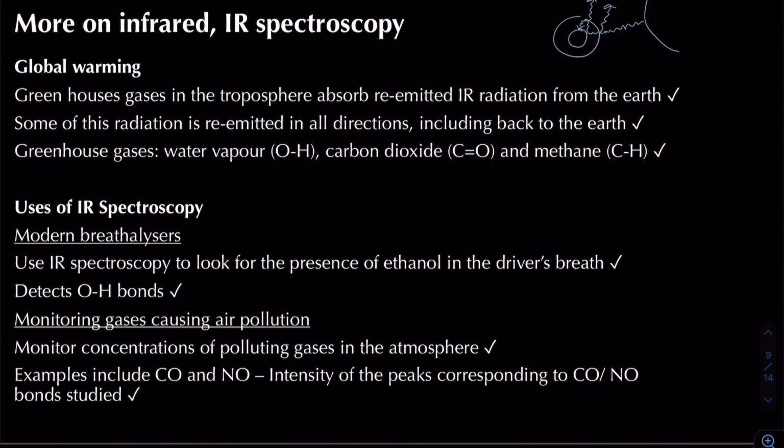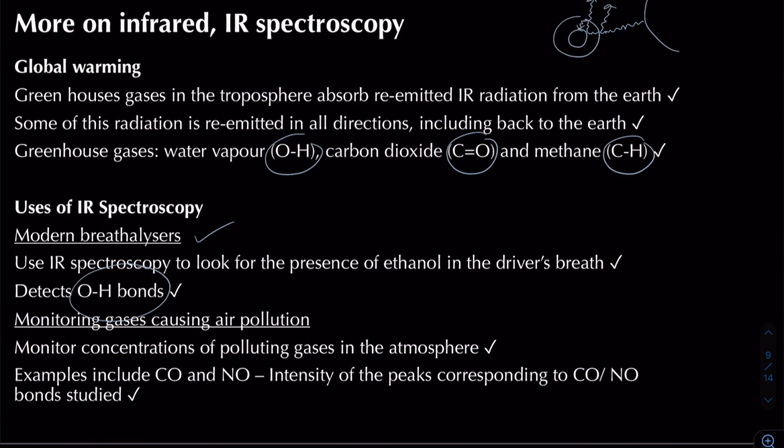Now, carbon dioxide, water vapor, and methane gas have all three been linked to this effect. And the reason why this actually happens is because they contain characteristic OH, carbon oxygen double bonds, as well as CH bonds, and that's something that we have to be able to recall as well. Now there are two different uses of infrared spectroscopy that you've got to know about. One of them is in the use of modern breathalyzers, where we use infrared spectroscopy to look for the presence of ethanol within a driver's breath. And the reason why this works is because it detects the OH bonds present within ethanol itself.